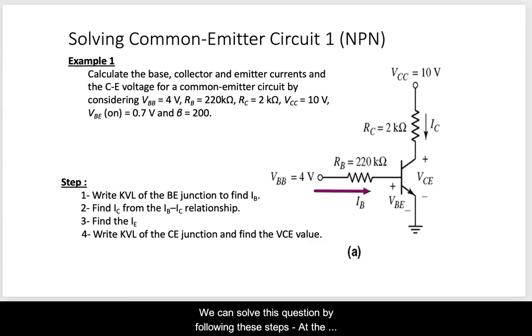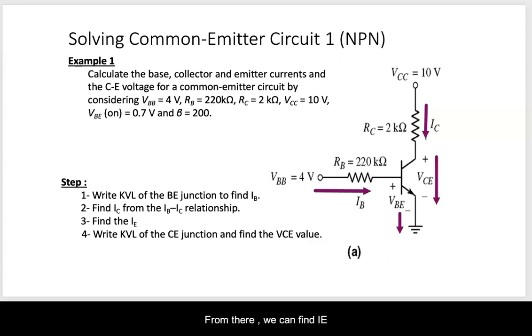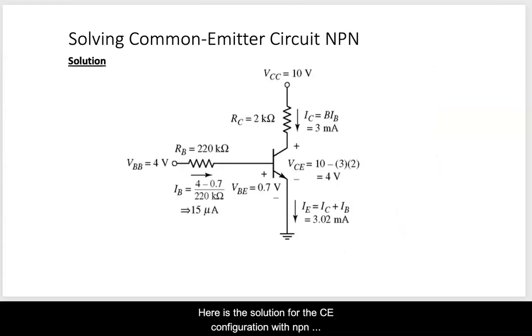At the base emitter BE input loop, write KVL of the BE junction to find IB. Then find the collector current, or IC, from the IB-IC relationship. From there, we can find emitter current, or IE. Here is the solution for the CE configuration with NPN transistor. I hope you get the same answer as shown here.